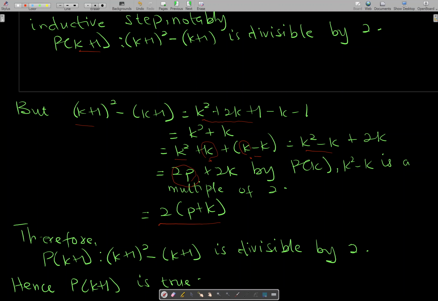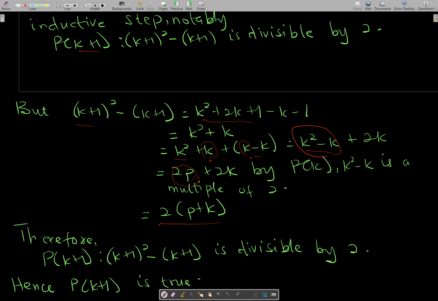But from the statement, we know that k² - k is divisible by 2. Since k² - k is divisible by 2, we can say that k² - k is also a multiple of 2. So we can write k² - k as 2p, where p is a natural number. So we can write k² - k + 2k as 2p + 2k.